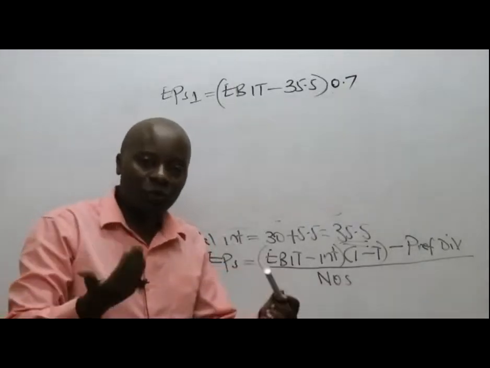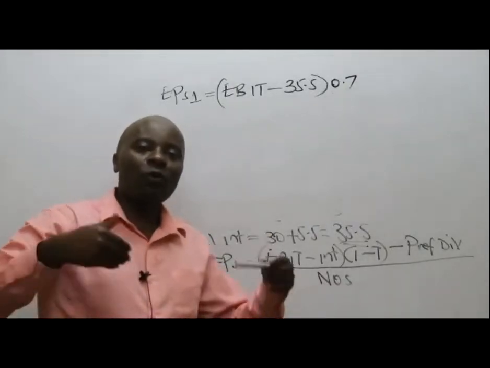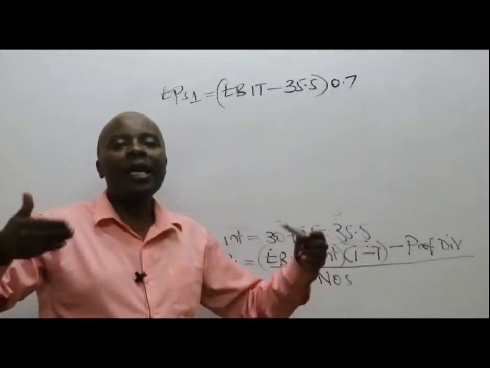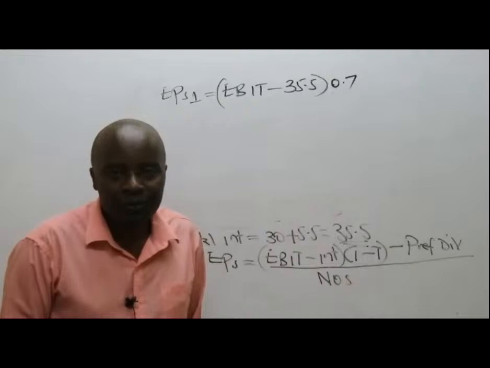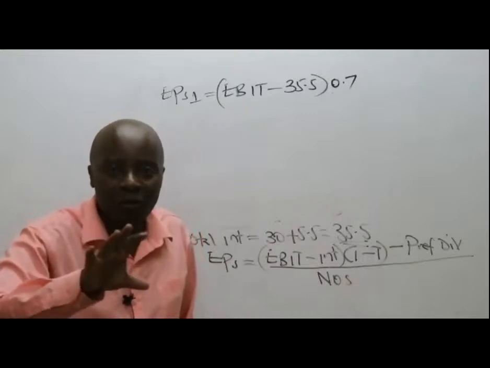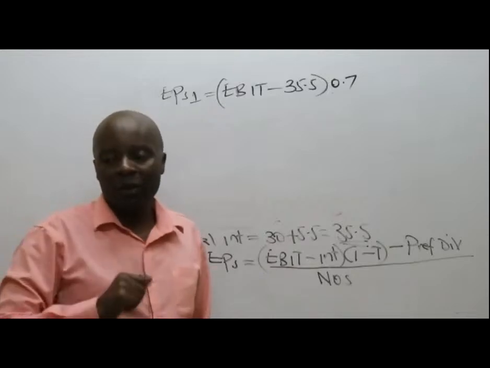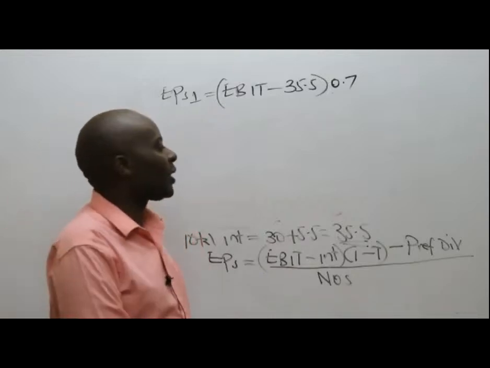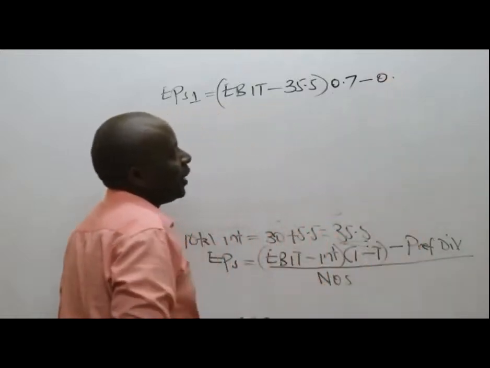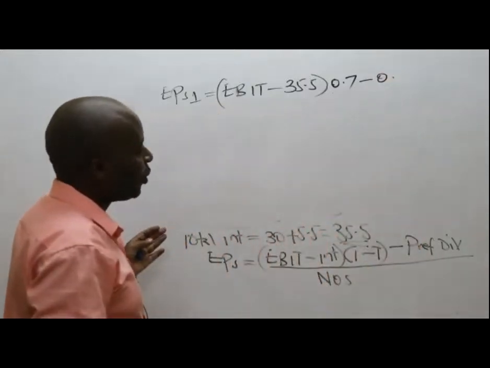Now, if we go for option number 1, do you think we shall be paying any preference dividends? Are you seeing any preference shares being involved anywhere? No. So preference dividends is 0.